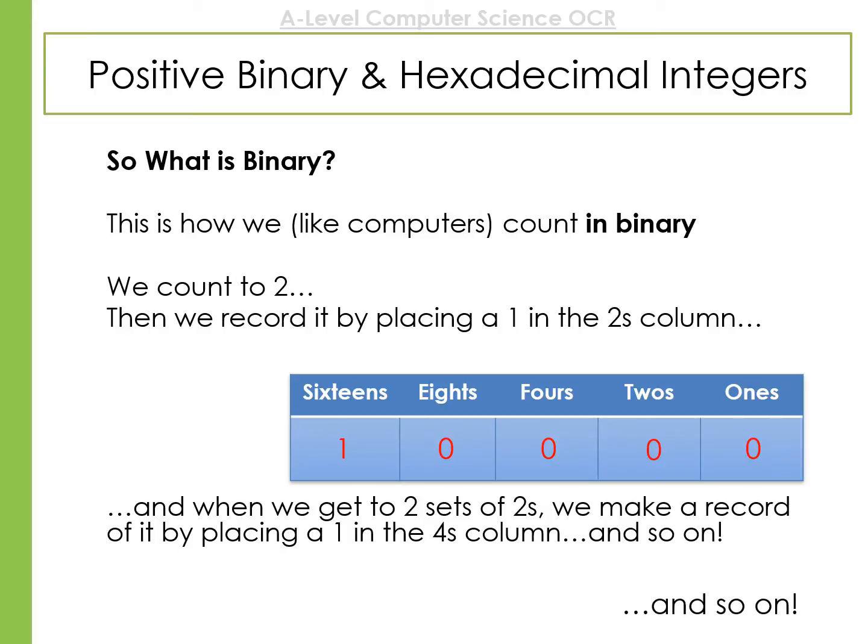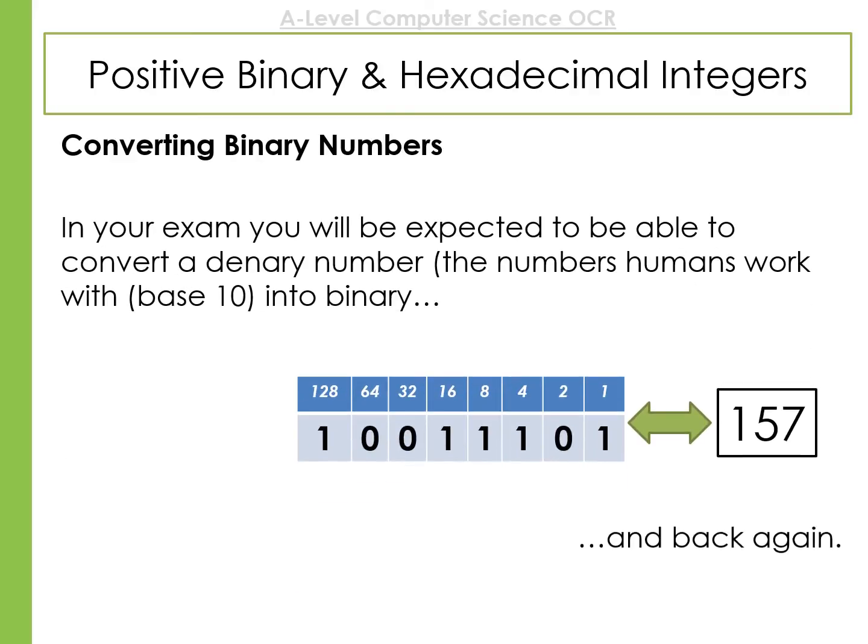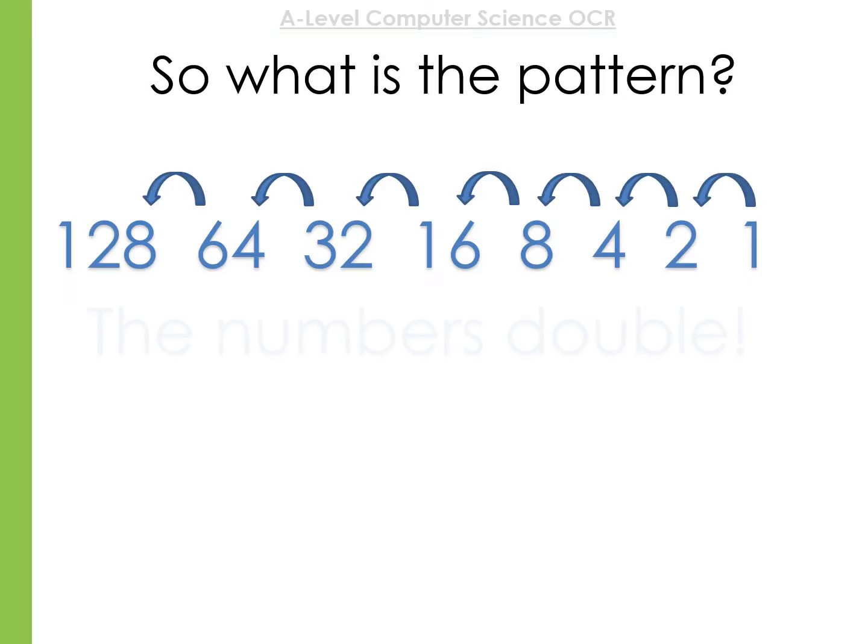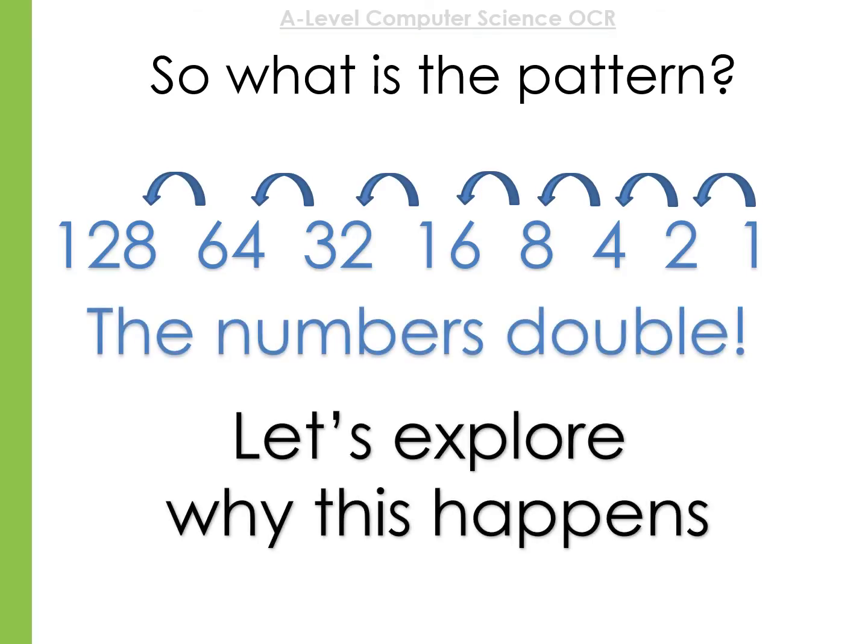column. Binary works exactly the same. However, we only have two options, a 0 and a 1. So, in essence, every time we count to 2, when we're including that value, we add a 1 into the box. In your exam, you're expected to be able to convert a denary number to binary and back again. Let's have a quick look at the binary sequence.